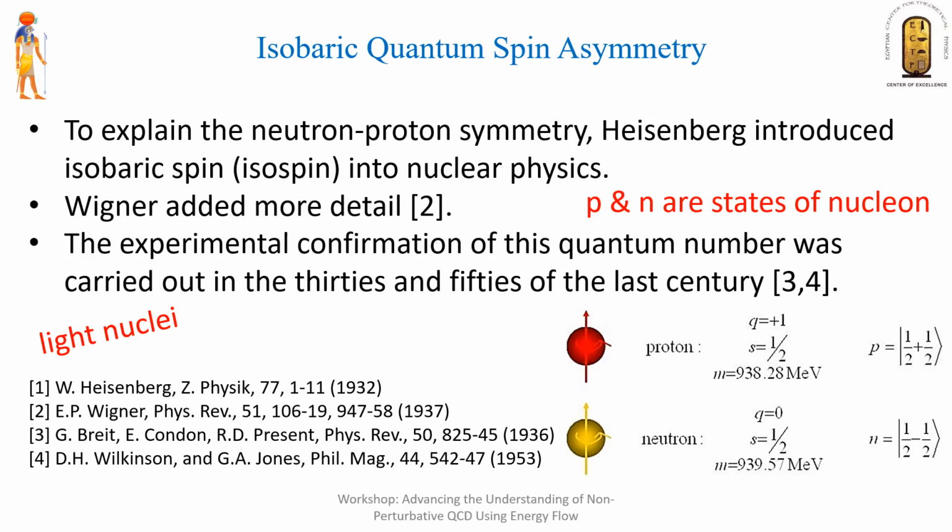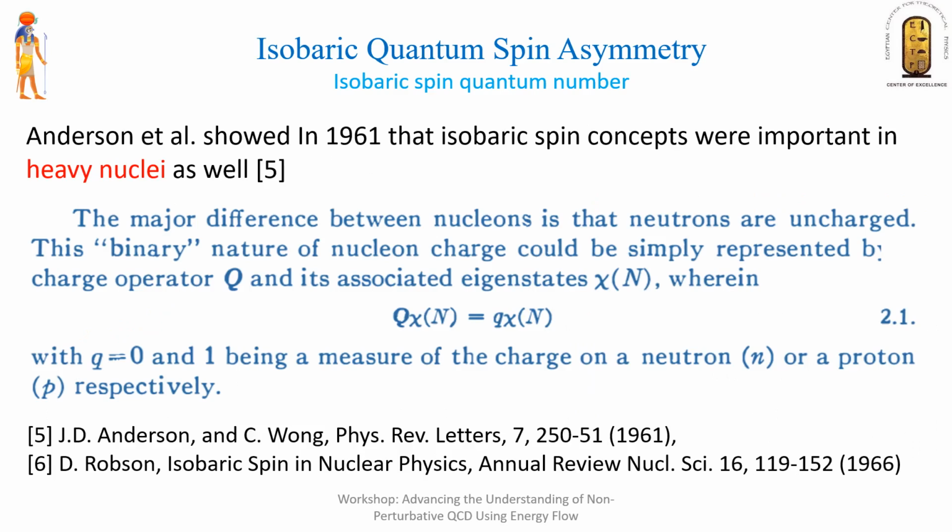But later, in the 60s of the last century, Anderson et al. showed that the isospin is also important in heavy nuclei. What is this? The major difference between the nucleons, in the sense that we have two members of this family, neutron and proton, is the charge. The neutron is uncharged while the proton is charged.